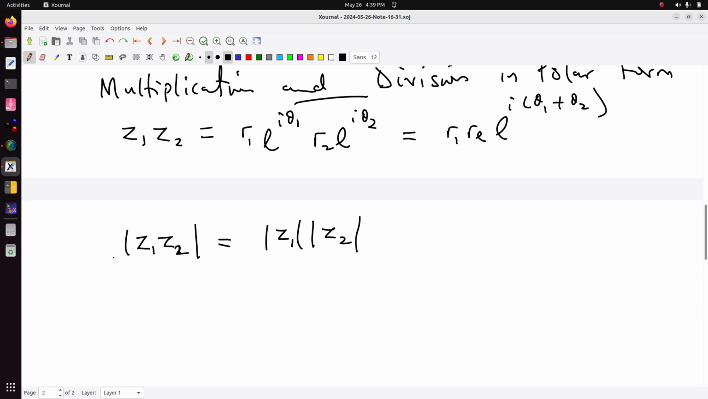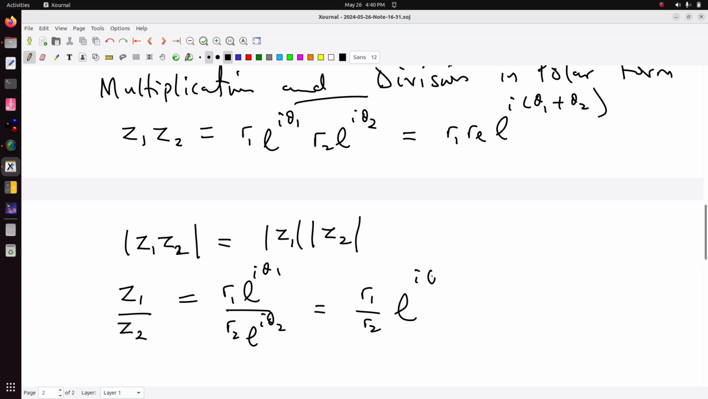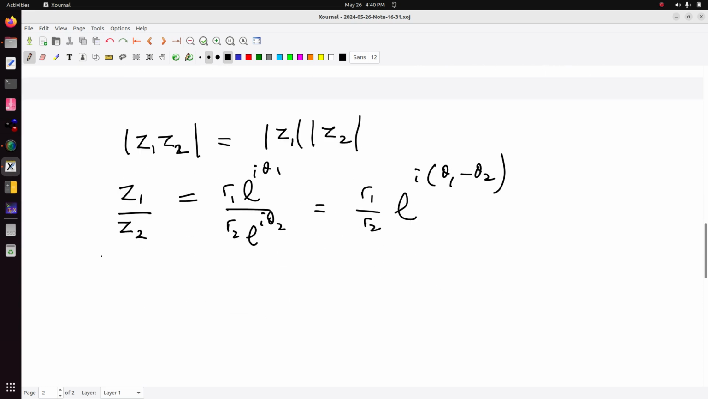The same thing with the division. If you want to divide complex number z1 by another complex number z2, you can write it in polar form as r1 exponential i theta 1 divided by r2 exponential i theta 2. We can write this as r1 over r2 exponential i theta 1 minus theta 2. The modulus of z1 over z2 can also be written as the modulus of z1 divided by the modulus of z2. I think this is straightforward.